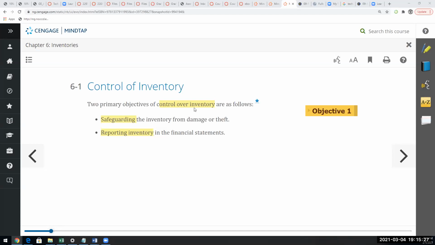And so basically the control over inventory involves safeguarding inventory from damage or theft. So that means you lock it up. Okay, how do you keep people from stealing it, from having it grow legs and run away?